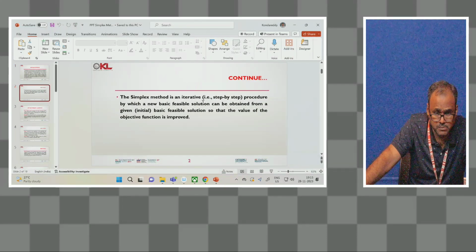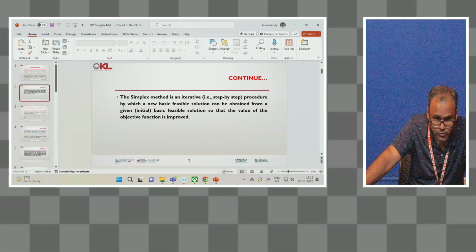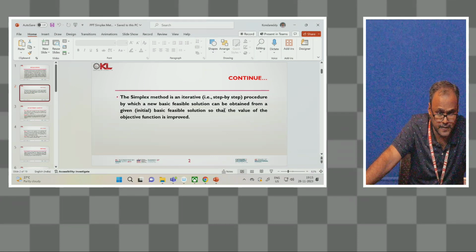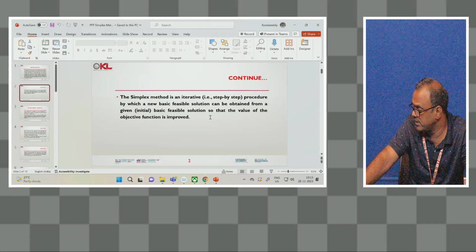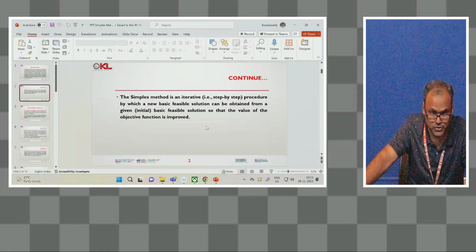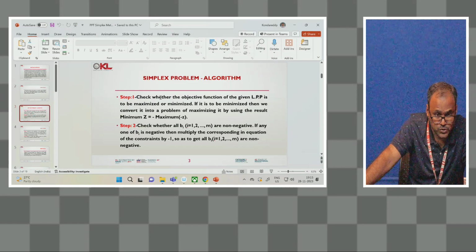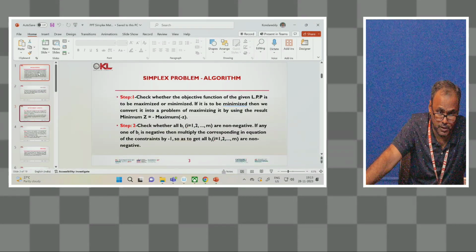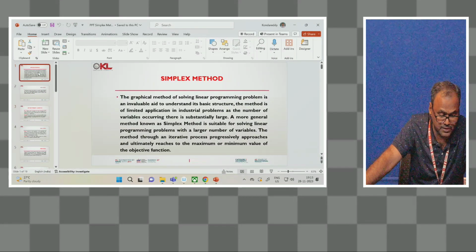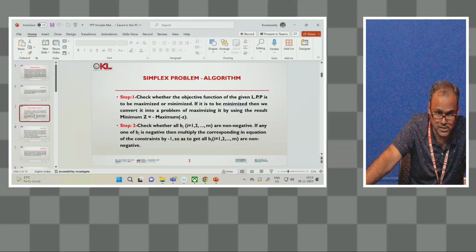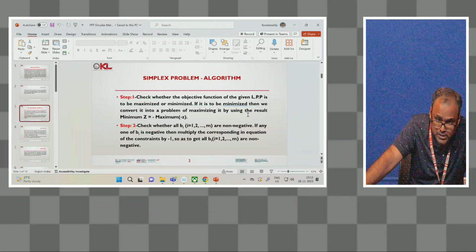So the simplex method is an iterative procedure, that is a step-by-step procedure by which a new basic feasible solution can be obtained from a given initial basic feasible solution, so that the value of the objective function is improved. So how to solve the problem? Once we formulate the given information in the form of equations, how to solve the problem? The solution procedure is explained by stepwise procedures.